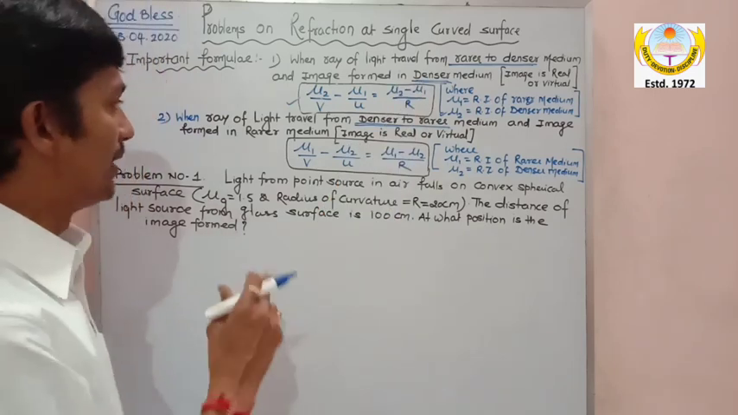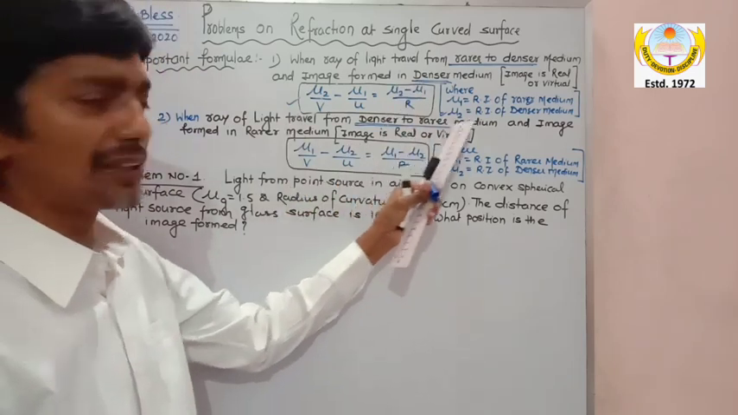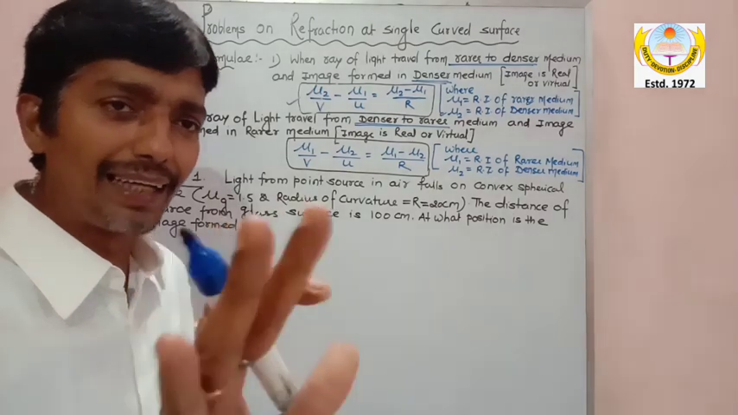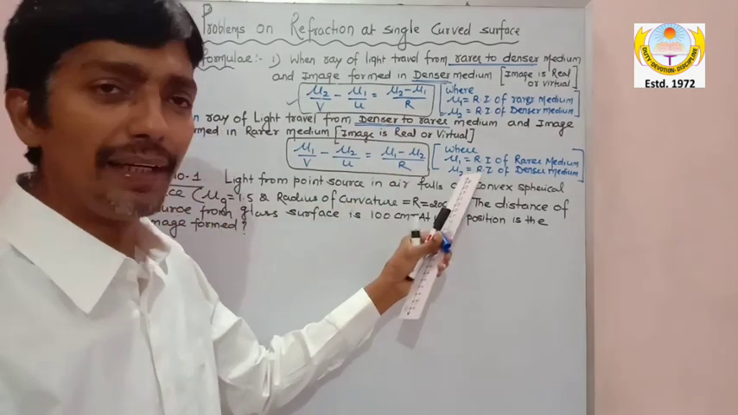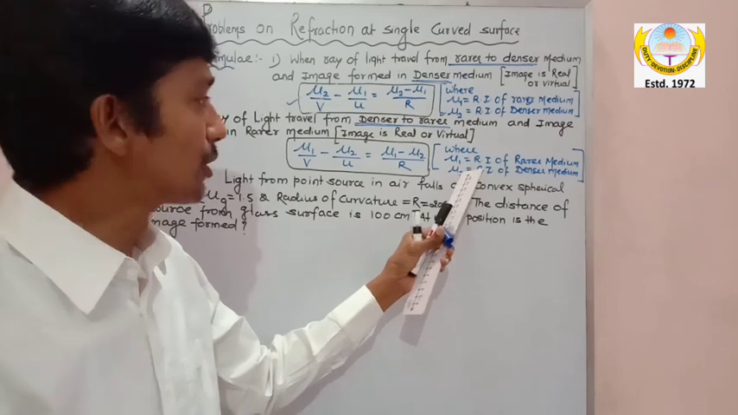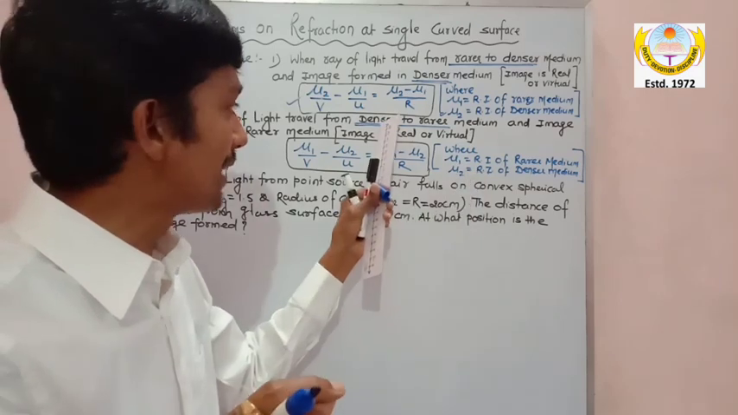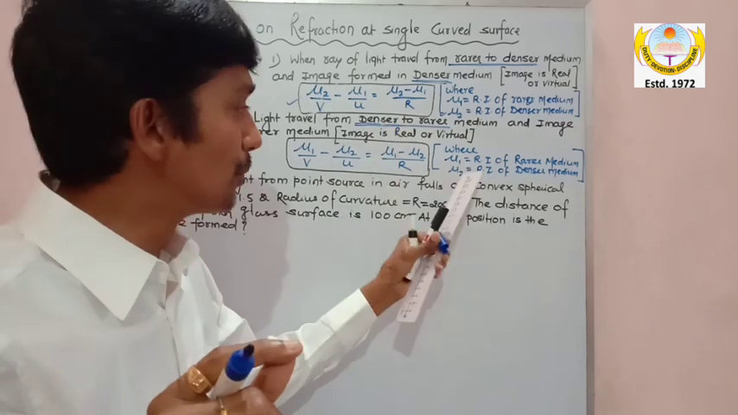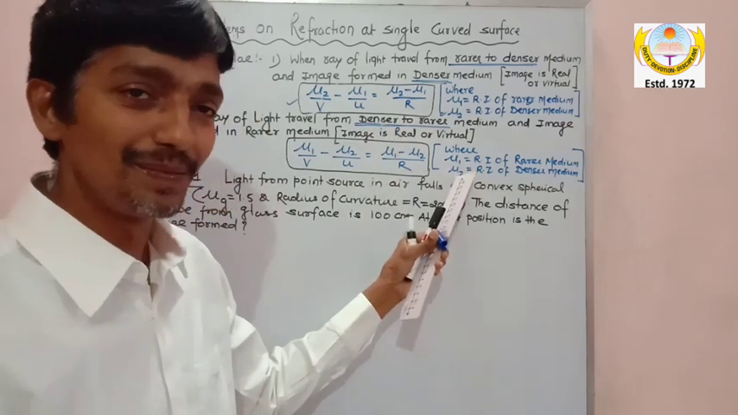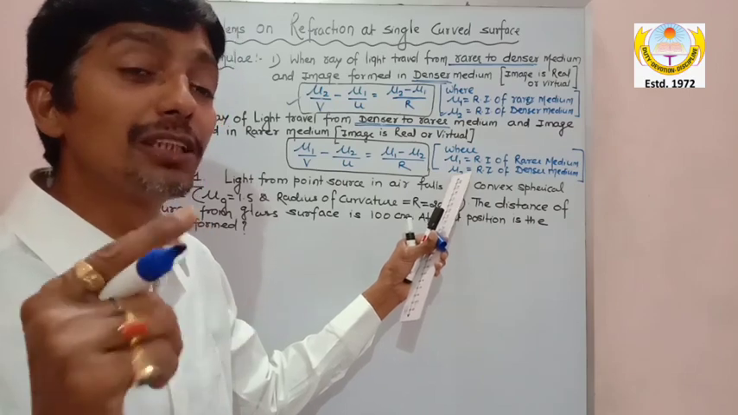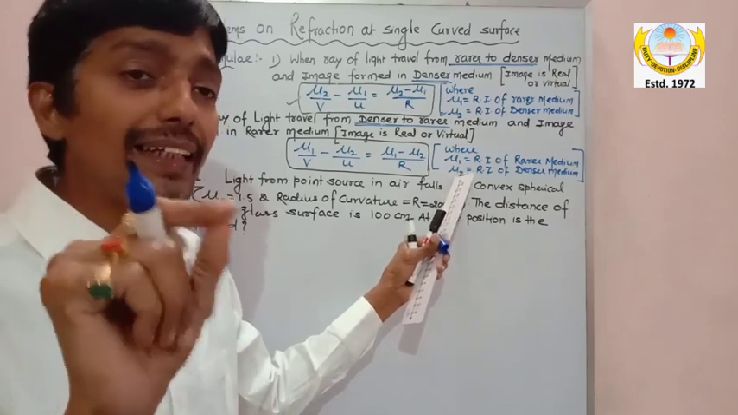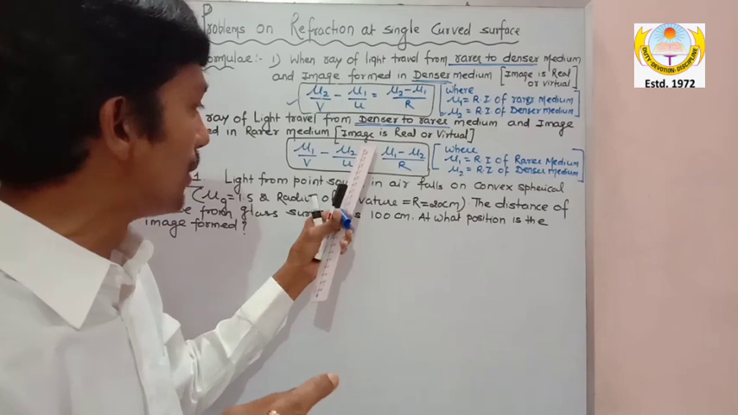Now look at the next one. When light travels from denser to rarer medium, where is the object? The object is in the denser medium. What is the refractive index of the denser medium? mu2. So mu2 is with u. Why is mu2 with u? Because the object is in the denser medium.